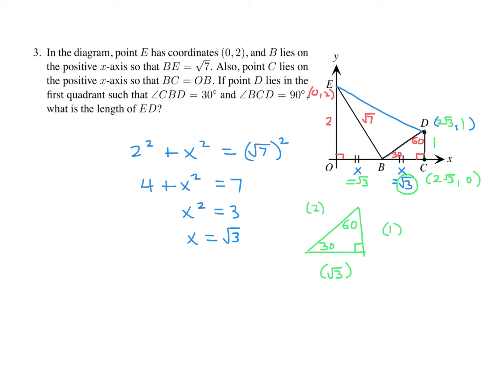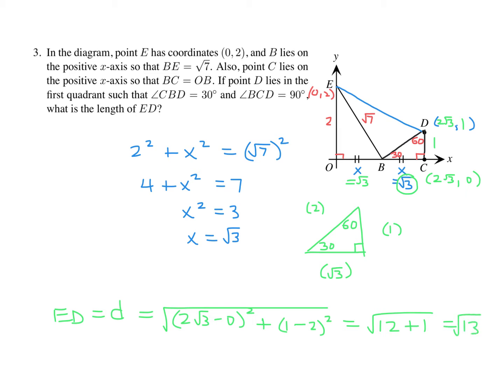Okay, great. Now we can just use the distance formula to calculate the distance from E to D. We've got 2 root 3 minus 0 squared plus 1 minus 2 squared, all under the square root sign. So 2 root 3 squared is what, 4 times 3, which is 12. And then 1 minus 2 is negative 1. When you square it, it's 1. So root 13 is the length of ED.